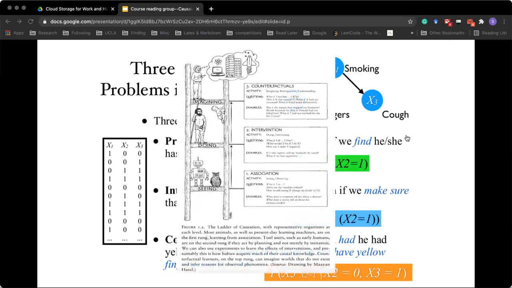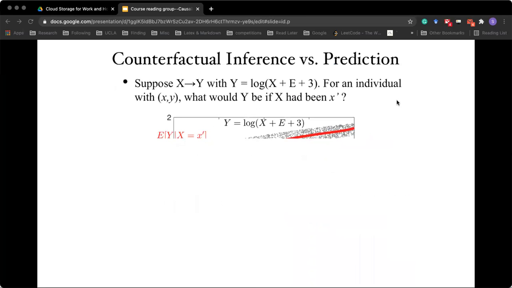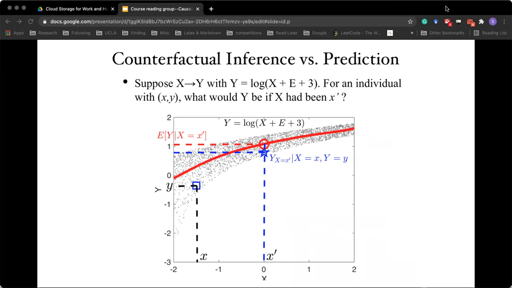Okay. And these three level problems, you describe them as a causal ladder. Okay, here is one simple example of counterfactual prediction and the difference between counterfactual and prediction.